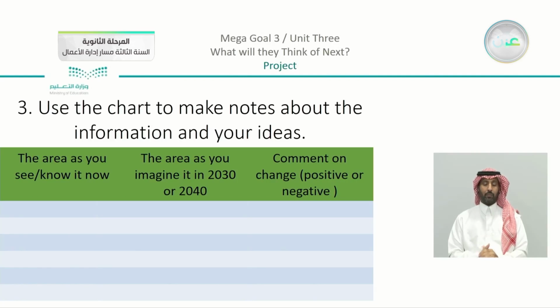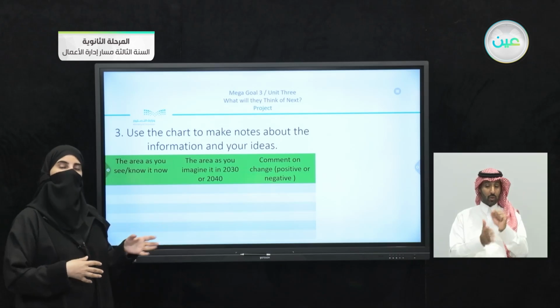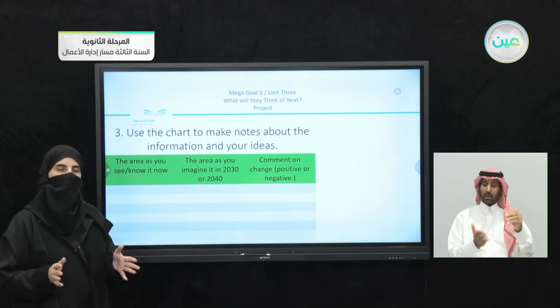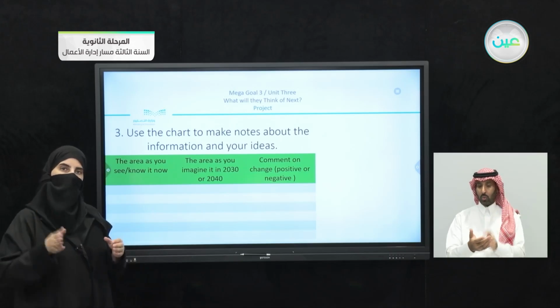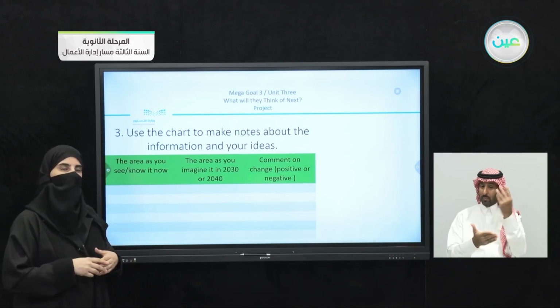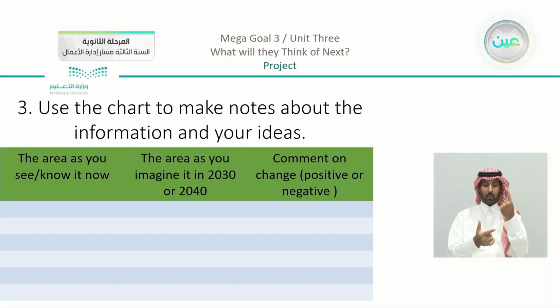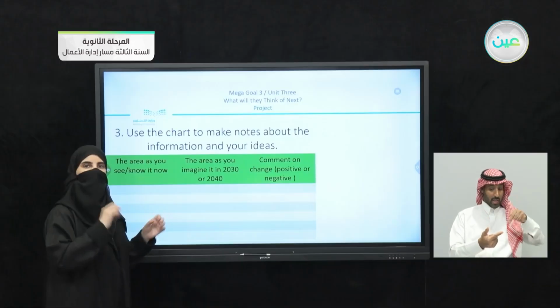Now, number three, use the chart to make notes about the information and your ideas. Now, you do have this table in your book. You are going to use the same chart or the same table to write your notes. It is divided into three parts here. You can see that we have the first thing, the area as you see or know it now at the present time.